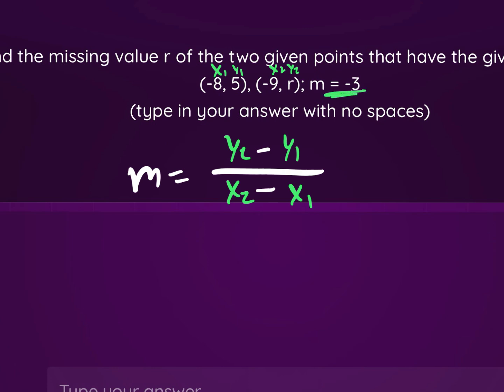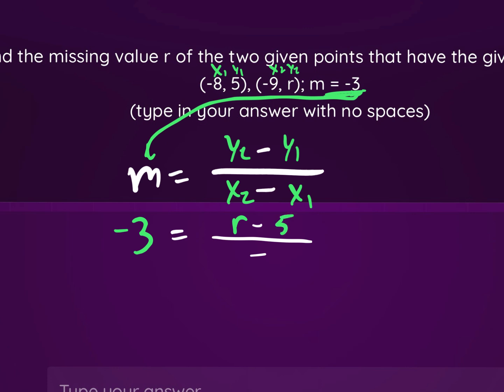So the m is -3, and that's going to go right here where the m's at. So we're going to put a -3 right there. And then you have equals. You still have the division and the subtractions, but we're going to plug in the y2 of r right here. So r, and then the y1 of 5 right here, 5, and the x2 of -9 right there, -9, and the x1 of -8 right there. Are you with me? All right.